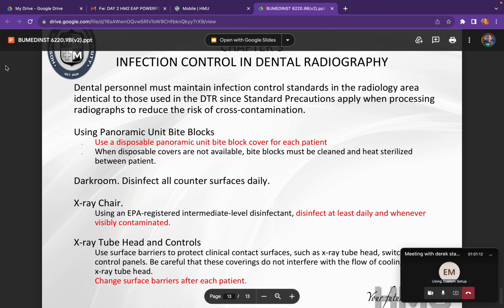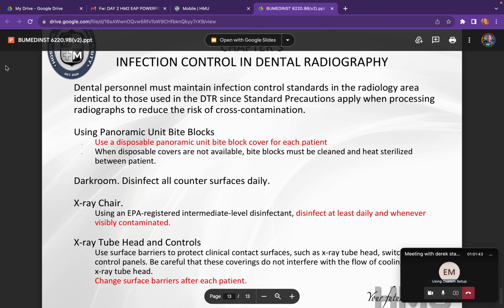Okay, so infection control and dental radiography. This is what I was talking about where we had that plastic sleeve. So use a disposable panoramic unit bite block cover for each patient. I'm telling you right now, most of them don't have disposable bite blocks. They have the regular ones that cost a lot of money. So we don't have to create more work, what we do is put a plastic sleeve over that so that we're just having to dispose that between each patient. Same reason why we do that on our saliva ejectors and everything else too.